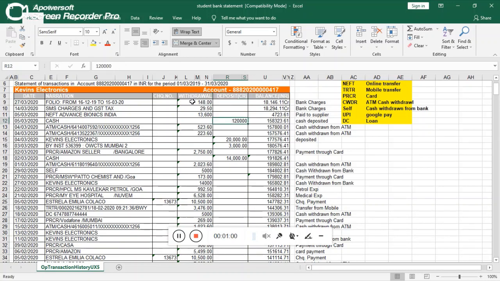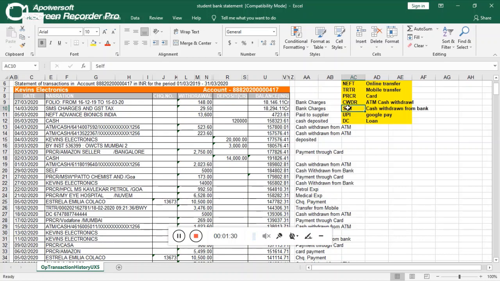Now, how to read this bank statement? There are certain words on the bank statement you have to remember. NEFT means an online transfer. The payment is done online. TRTR means mobile transfer. Directly you have transferred the money from the mobile. PRCR means you have made the payment through card. Cash withdrawal is directly from the ATM, where you are withdrawing the money from the bank.